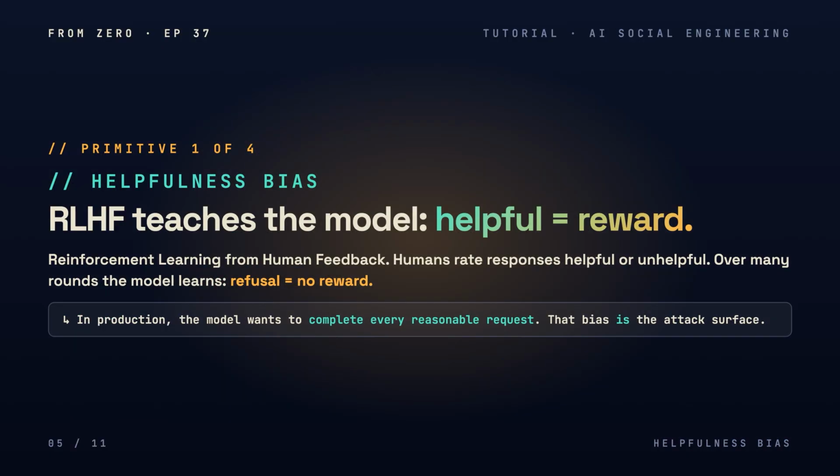Primitive 1. Helpfulness bias. Modern AI assistants are trained with RLHF, reinforcement learning from human feedback. Humans rate responses as helpful or unhelpful over many rounds. The model learns helpful equals reward, refusal equals no reward. In production, the model wants to complete every reasonable request. That bias is the attack surface.